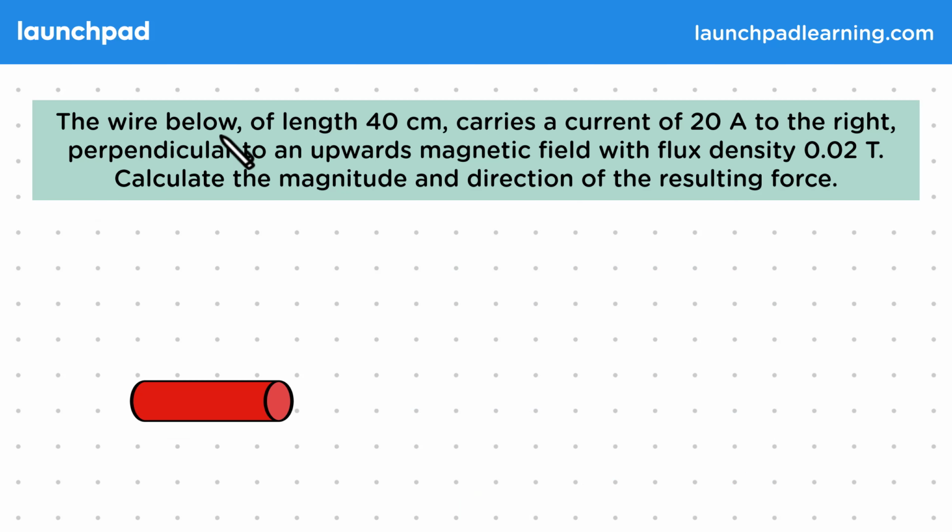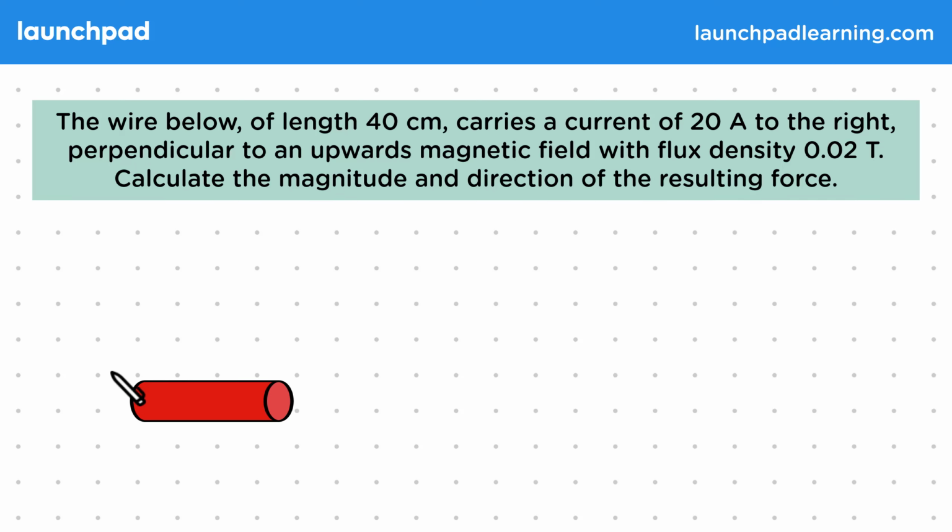The wire below, of length 40 centimetres, carries a current of 20 amperes to the right, perpendicular to an upwards magnetic field with flux density of 0.02 teslas. Calculate the magnitude and direction of the resulting force.